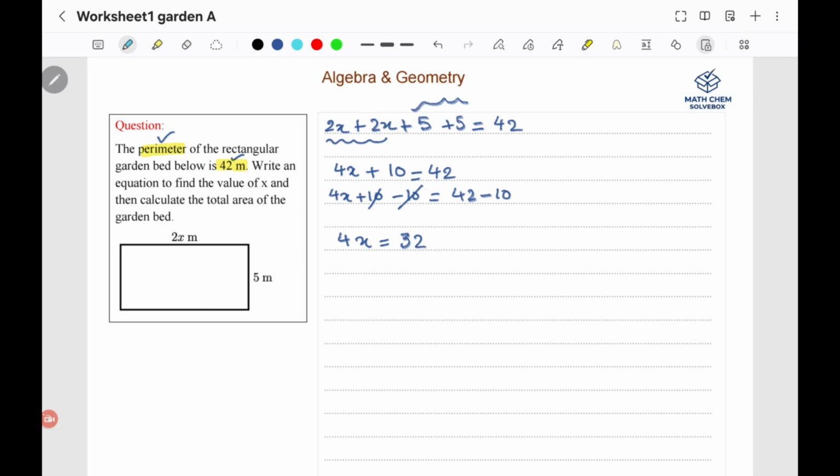Again, to get x, we will divide by 4 on both sides. So 4x divided by 4, 32 divided by 4. And 4 divided by 4, 32 divided by 4 is 8. So x equals 8.